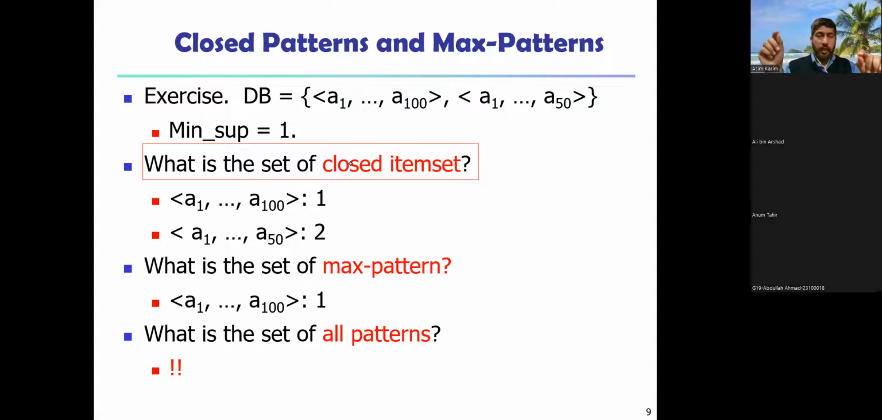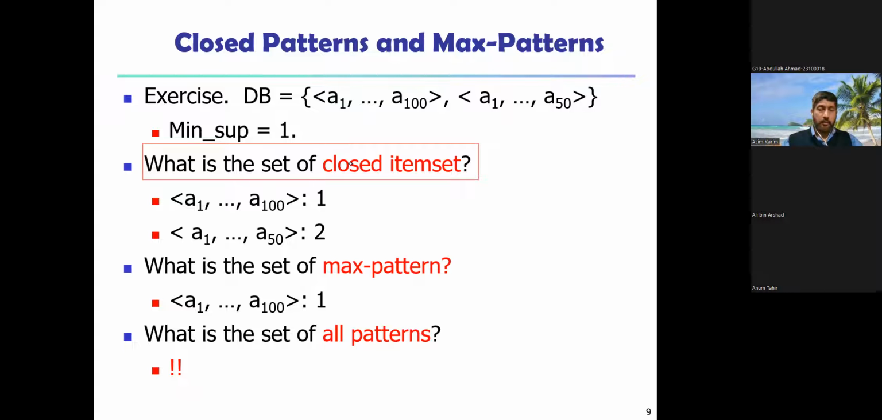And similarly, if you look at the item set from I1 to I100, it has a count of 1. Is there any super pattern of that which has the same support? There is no super pattern of that. So that's why that is also a closed pattern. So if you look at the max side, I1 to I50 has a count of 2, and it has a super pattern which has a count of 1, which is also frequent. So it cannot be a max pattern. So the only max pattern that remains is I1 to I100.